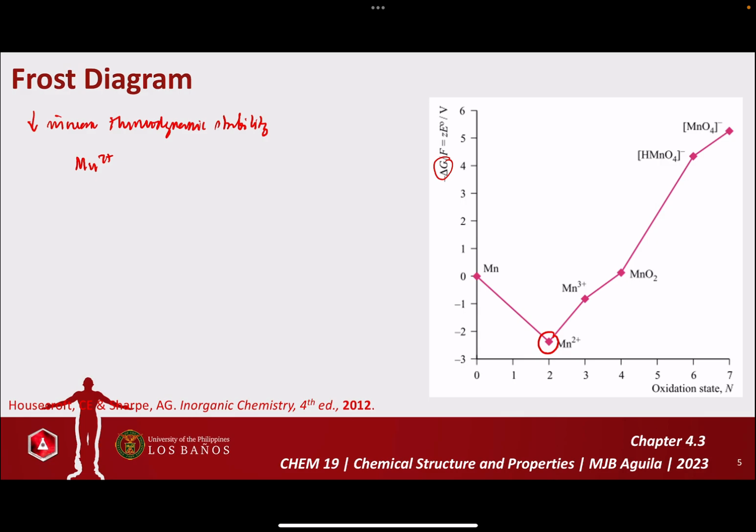And then, looking again into the plot, since this region, top right, is the highly oxidizing region, whichever species is at the top right is a very strong oxidizing agent. So in this case, that would be the permanganate ion.